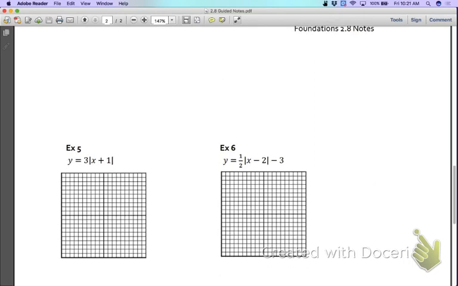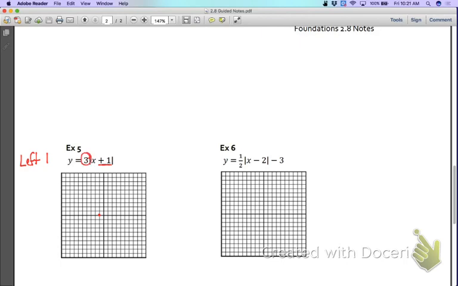Okay, let's go through 5 and 6 real quick. So with 5 and 6, I have 3 times the absolute value of x plus 1. So I always want to move left and right, up and down first, and then worry about the number that's out in front. So what is that plus 1 going to do for me? Where am I going to go from the origin? Left 1. And if you need to write it, write it. So I'm going to go left 1.